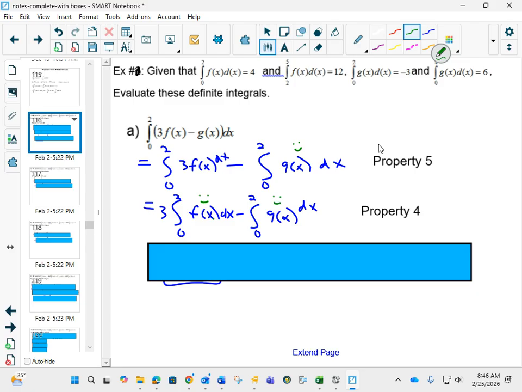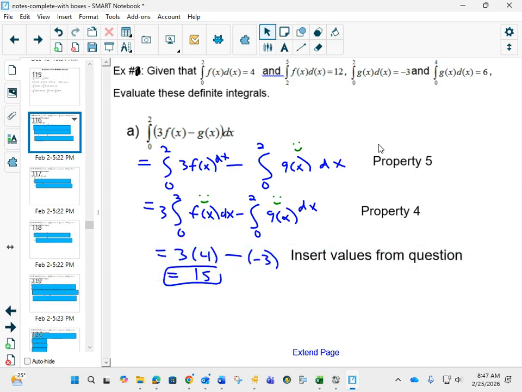And now both of these you should be happy, because you know the integral from 0 to 2 of both f of x and g of x. So now we can substitute in. It's going to be 3 times 4 minus a negative 3. And we can solve it from there.